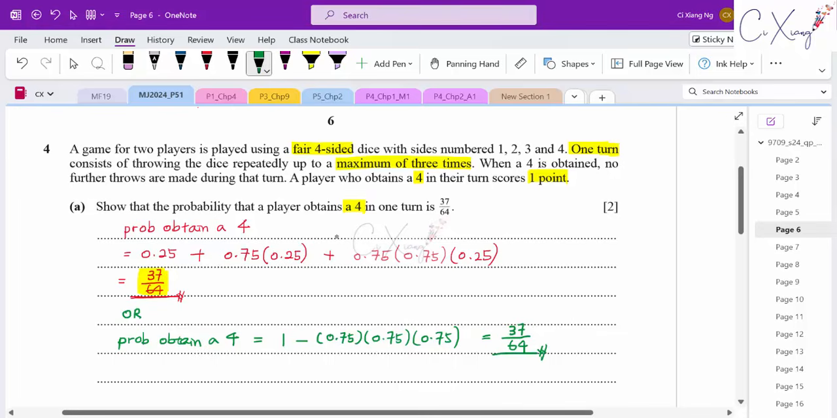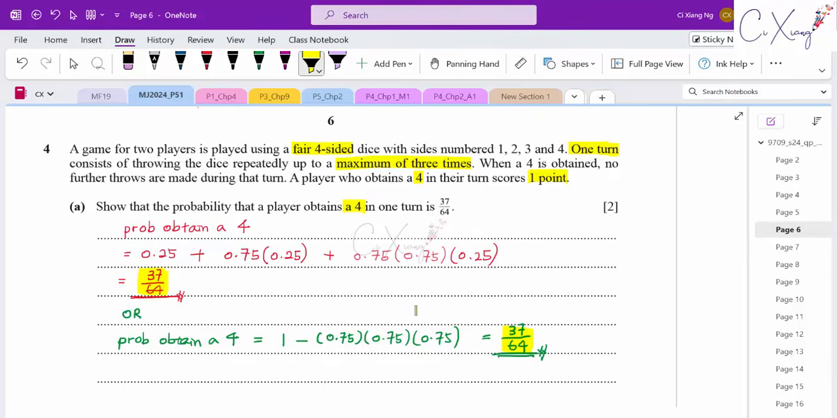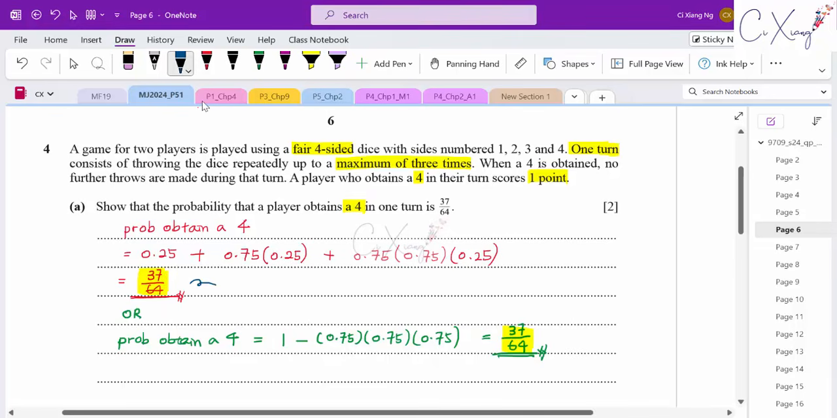So there are 2 options for you. Either you list out the cases one by one and do the calculation, or you can just take 1 minus the probability of not getting any 4. Before you proceed to the next example, or the next question, I just want to emphasize and make sure that you are aware of what the meaning of this is. This is the probability of obtaining a 4, right?